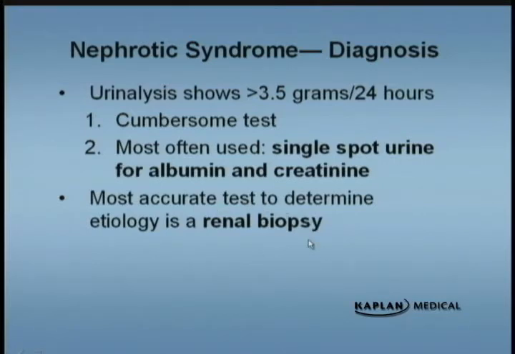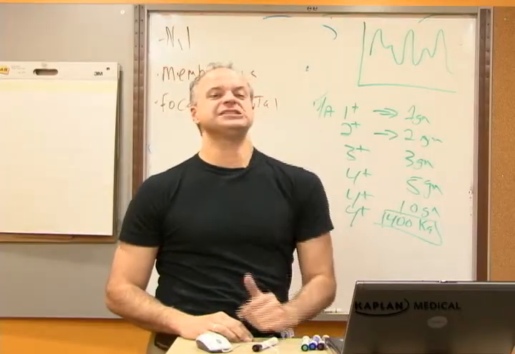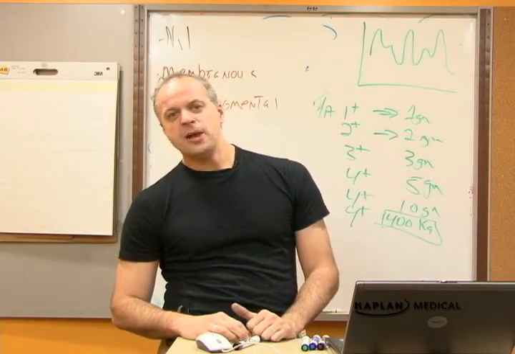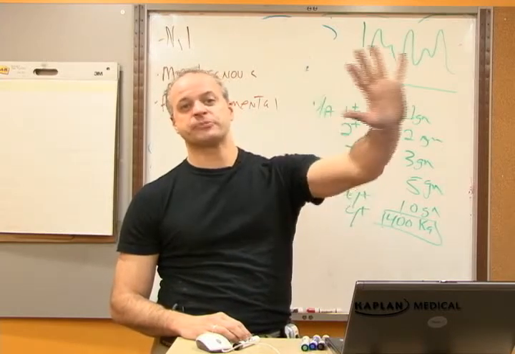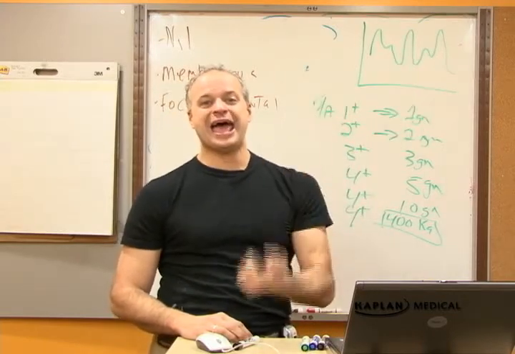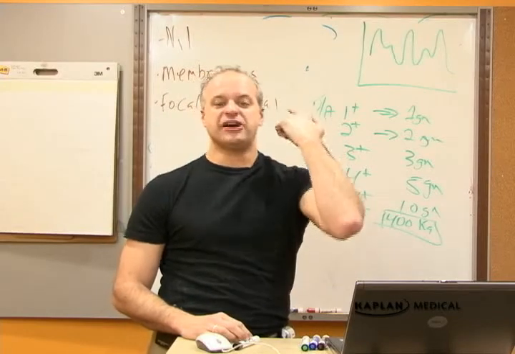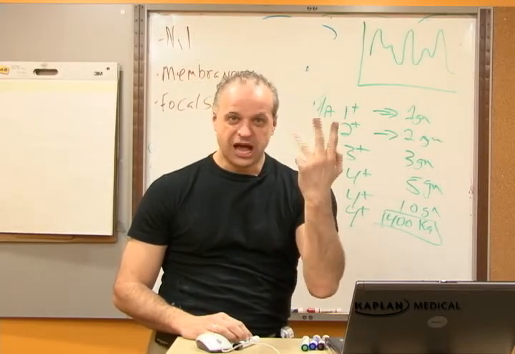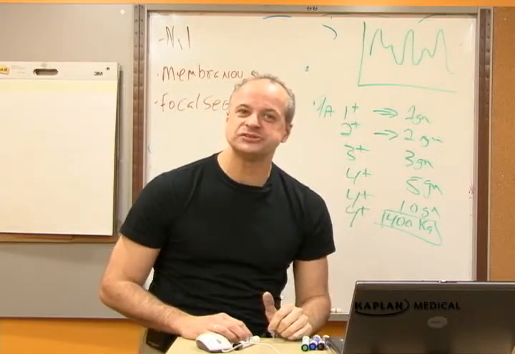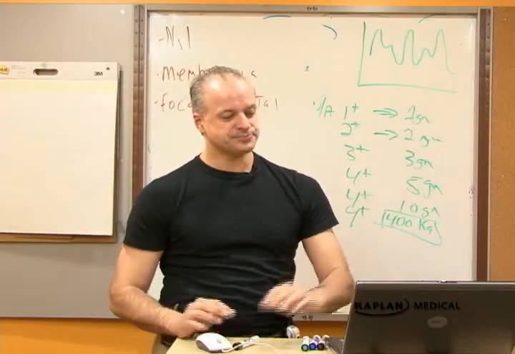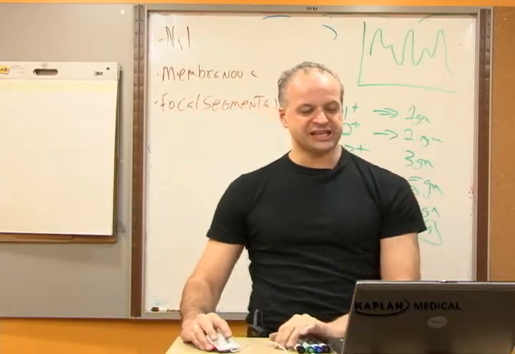You see, Wegener's granulomatosis, I have a nice blood test, a C-ANCA. Goodpasture's, I have a nice blood test, a basement membrane antibody. But nil lesions, membranous, focal segmental, mesangial, membranoproliferative, do not have blood tests. You have edema, proteinuria, hyperlipidemia, Maltese crosses in the urine, but you can't tell which one it is until you do the biopsy. That's why for all of these, the answer is the same.